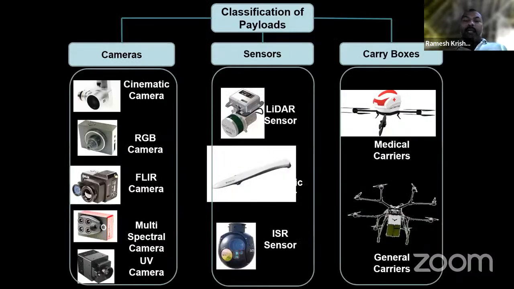So depending on the payloads, people generally ask what is the payload of a drone? That is nothing but how much weight it can carry. Drone payload means how much weight it can carry. So what can the general payloads be? It can carry cameras, or some sensor, or sometimes a box. Depending on its size, it can be a cinematic camera, RGB camera, FLIR camera, multispectral camera, it can be anything. Similarly, sensors such as LiDAR or ISR sensors, there are many sensors. Similarly, it can carry a box, a medical carrier, a general carrier, it's all possible.